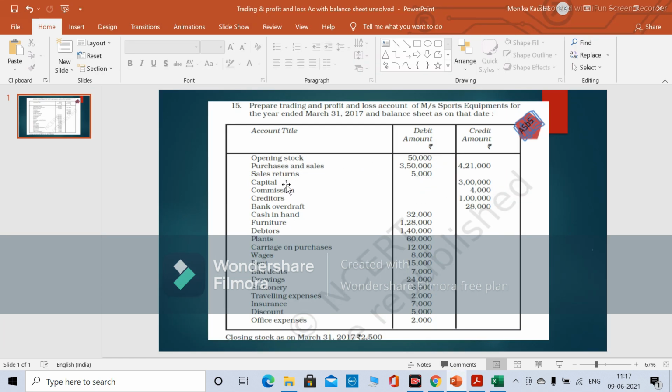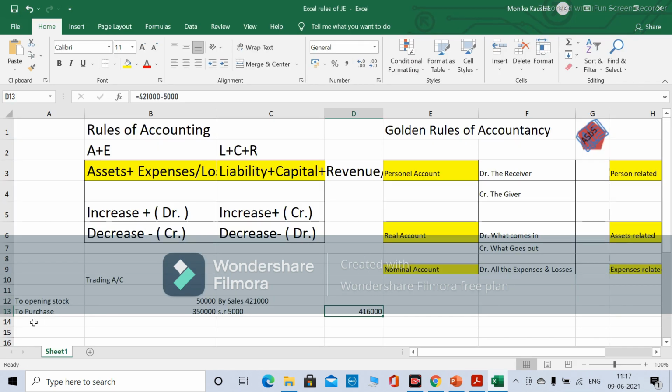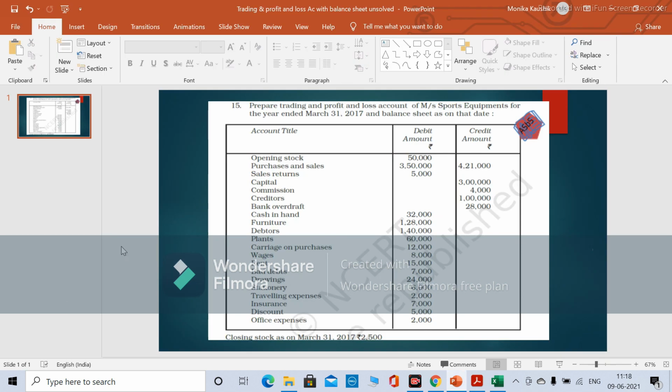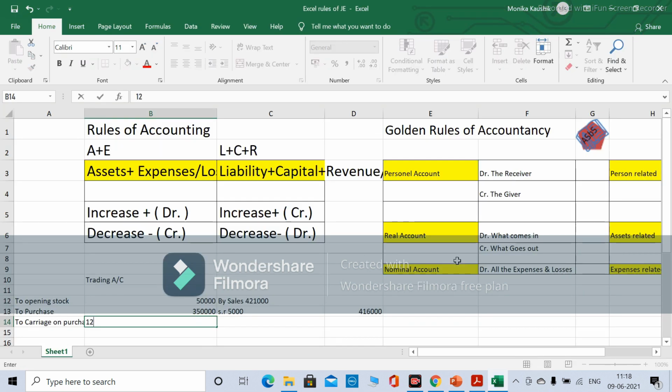so sales done. Capital, balance sheet part. Commission, P&L. Creditors, current liability, balance sheet. Overdraft, balance sheet. Cash in hand, balance sheet. Furniture, balance sheet. Debtors, balance sheet. Plant, fixed assets, balance sheet. Carriage on purchase. So this is regarding the purchase. This will be my direct expense, carriage on purchase. Direct expenses will go in the trading account, carriage on purchase 12,000 rupees.